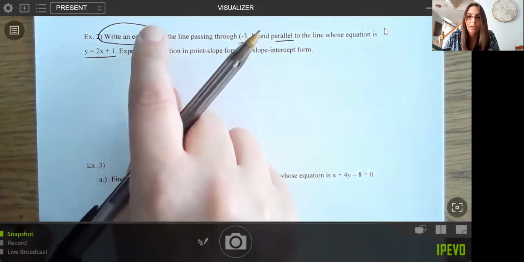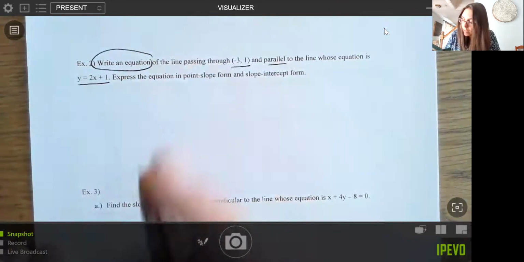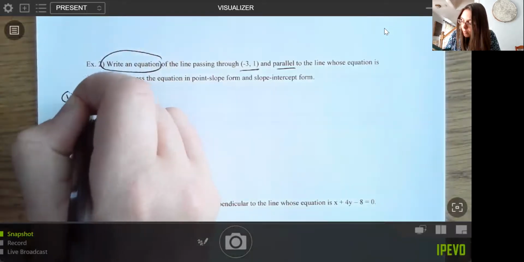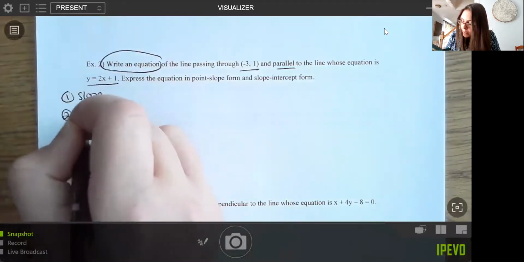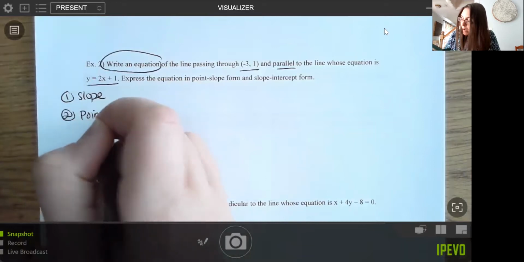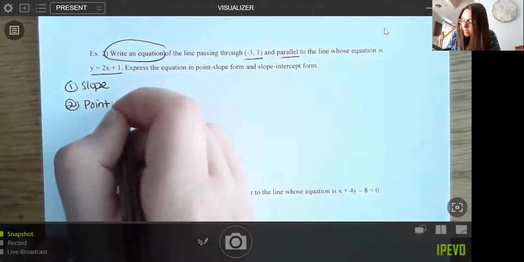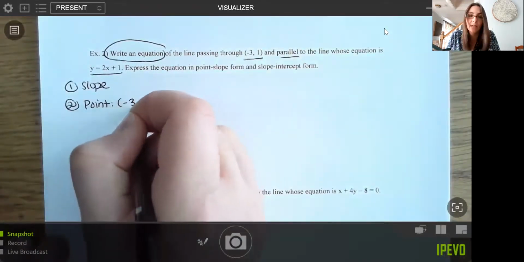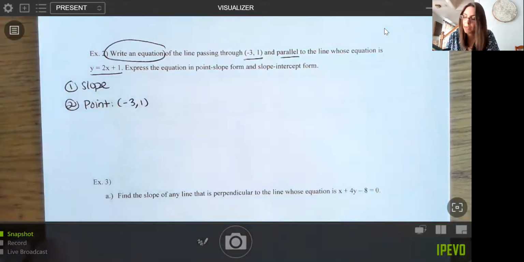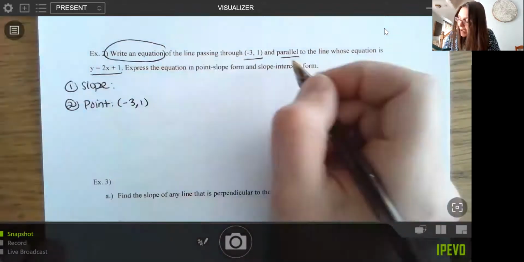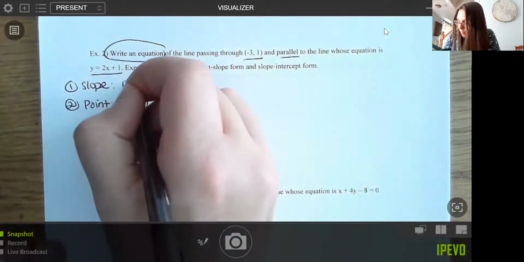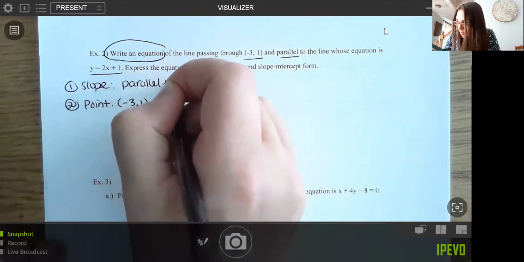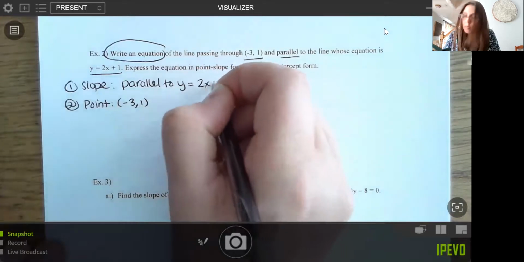So to write an equation, the first thing you need is always a slope, and then you also need a point. Okay, now I do see the point, right? The point that I'm given is -3, 1. So I have that, and I need to find my slope. All I know here is that it is parallel to that line, y equals 2x plus 1.